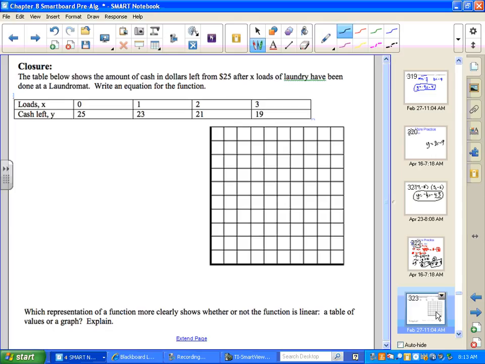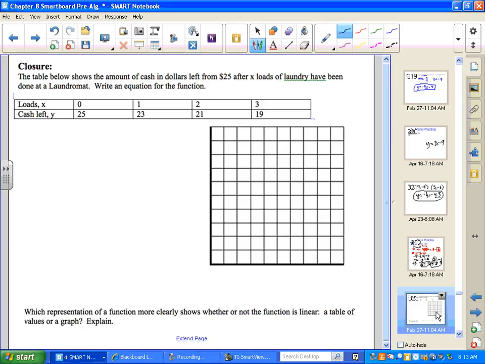Okay, it says here, the table below shows the amount of cash in dollars left from $25 after x loads of laundry have been done at the laundromat. Write an equation for the function. I'm going to give you a minute or two, and I want you to look at the table and see if you can figure out what the equation is from the table values. Go for it. Page 24.